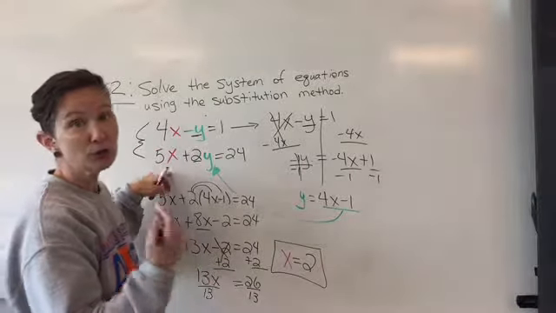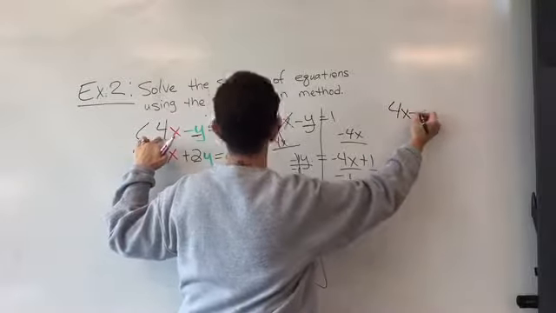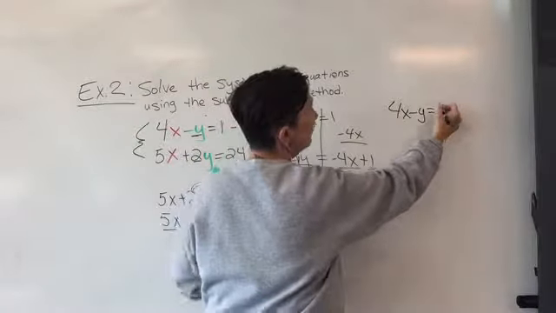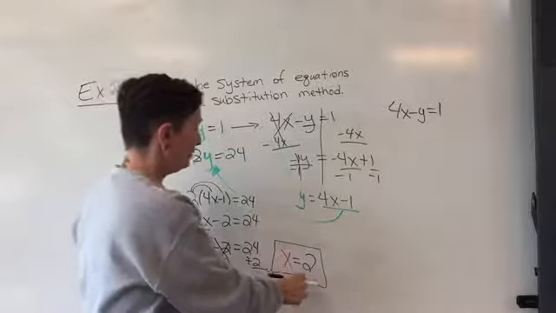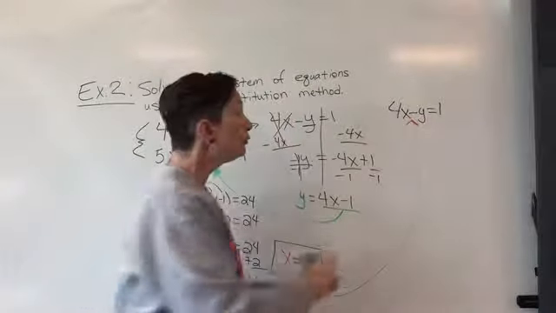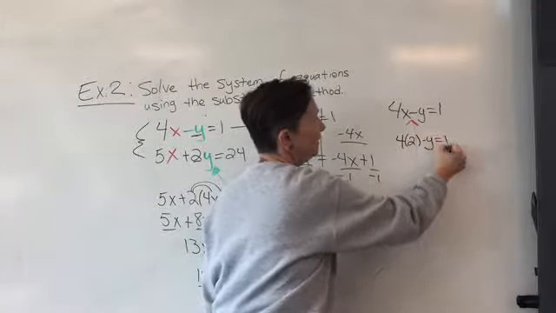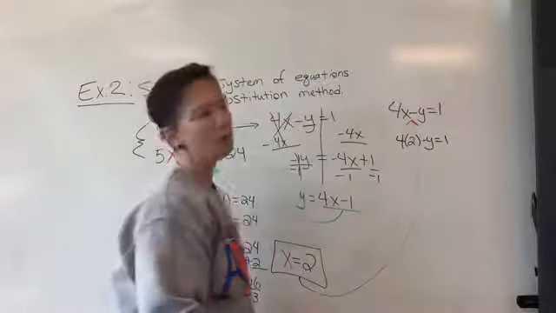Again, it doesn't matter which one you choose. I'm going to choose this top one. So 4x minus y equals 1. I'm going to plug in or substitute in x is 2. So 4 times 2 minus y equals 1. I'm going to solve this thing for y.